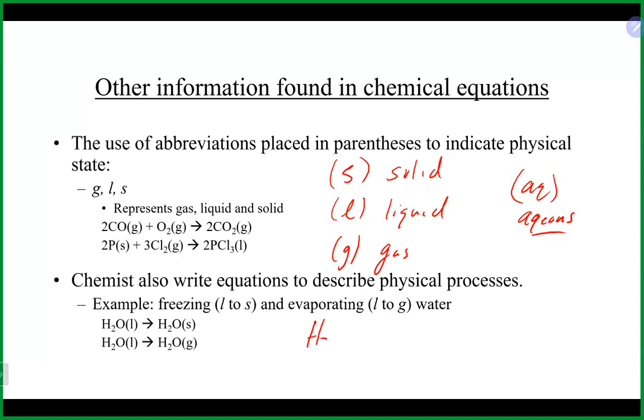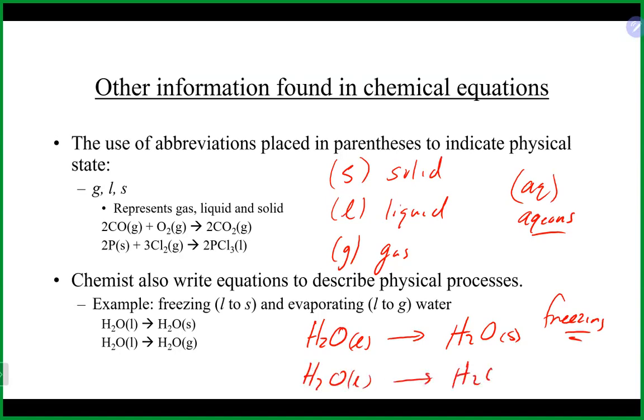This is water going from the liquid state to the solid state. That's basically water freezing, right? It's really water on both sides, but it's more of a physical process, and we can use a chemical equation to represent a physical process. The same thing here: this is basically water boiling, going from the liquid state to water in the gas state. That would be the process of boiling.